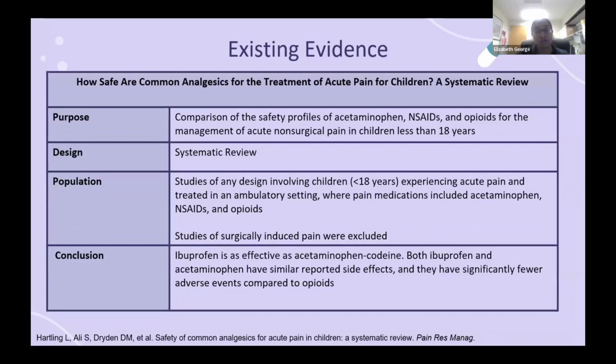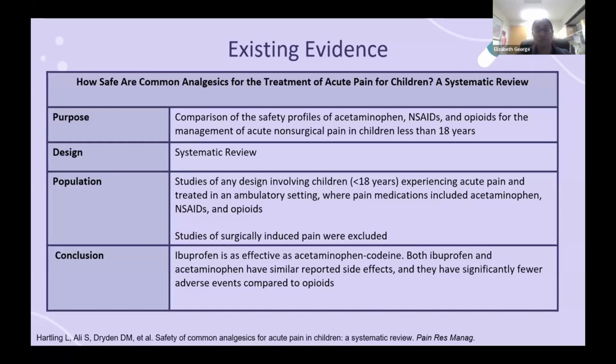And then the next trial I looked at the common analgesics for the treatment of acute pain for children, and it was a systematic review. So the purpose of this trial was to compare the safety profiles of acetaminophen, NSAIDs, and opioids in the management of acute non-surgical pain for children less than 18. And the study design involved children experiencing acute pain and treated in the ambulatory care setting, where pain medications included acetaminophen, NSAIDs, and opioids. And then any patients who needed surgery due to the pain were excluded.